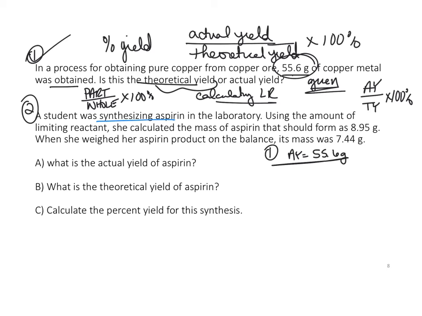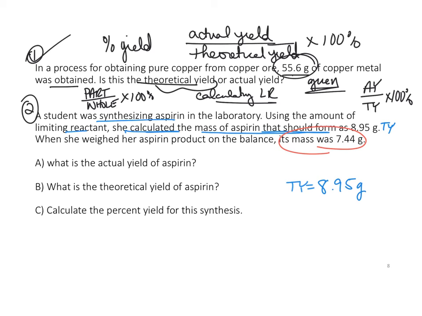A student was synthesizing aspirin in the laboratory. Using the amount of limiting reactant, she calculated the mass of the aspirin that should form. That's theoretical yield. That should form is 8.95 grams. So anytime you're doing that calculation with dimensional analysis from the limiting reactant, that's going to be your theoretical yield. When she weighed her aspirin product on the balance, it massed to 7.44 grams.